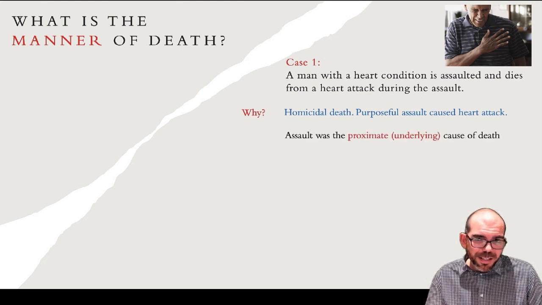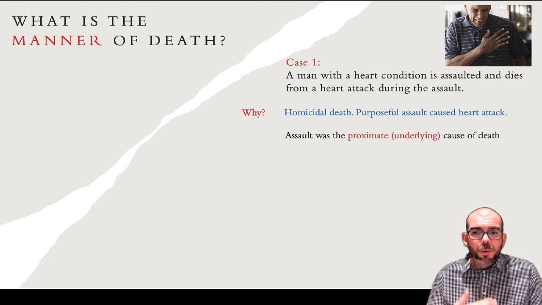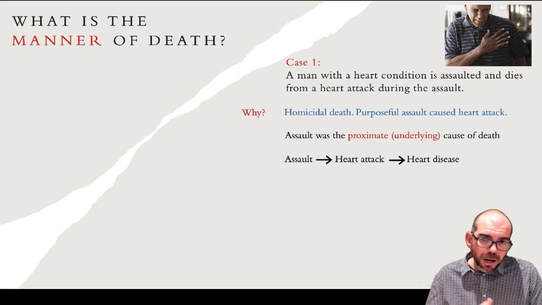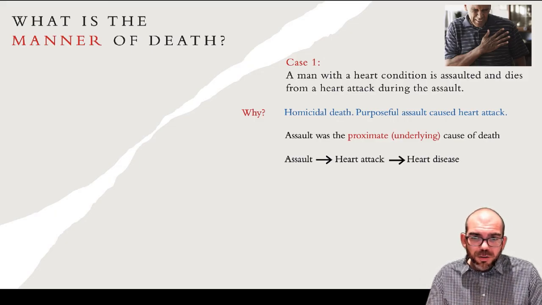Why did I classify it this way? Well, the assault is what we call a proximate or underlying cause of death. The assault caused the heart attack, and that heart attack was ultimately caused by years of heart disease. So our assault would be our proximate cause. The heart attack is our final cause.